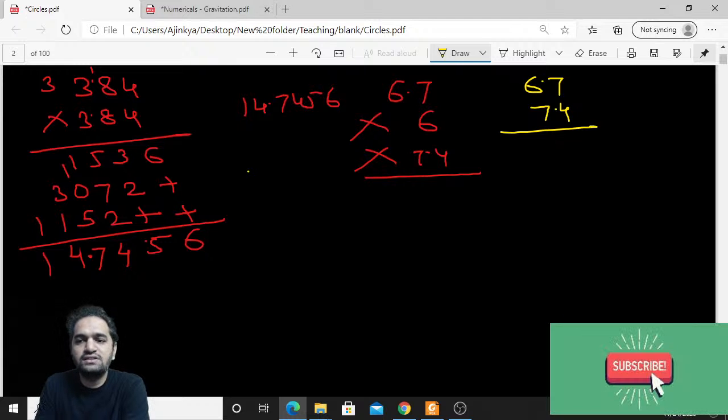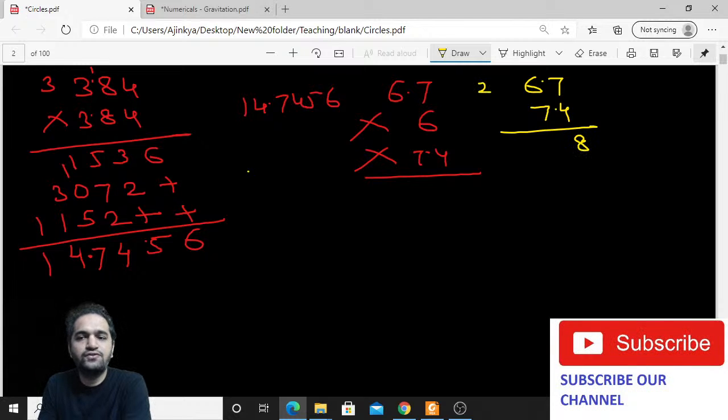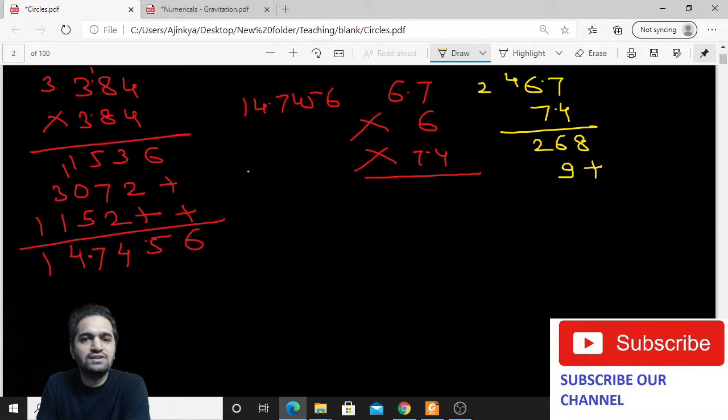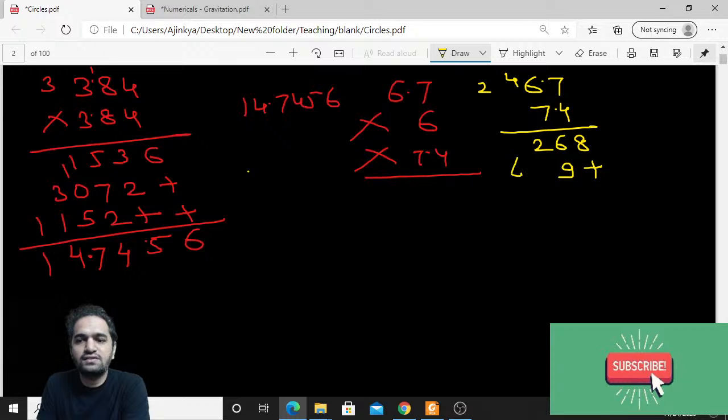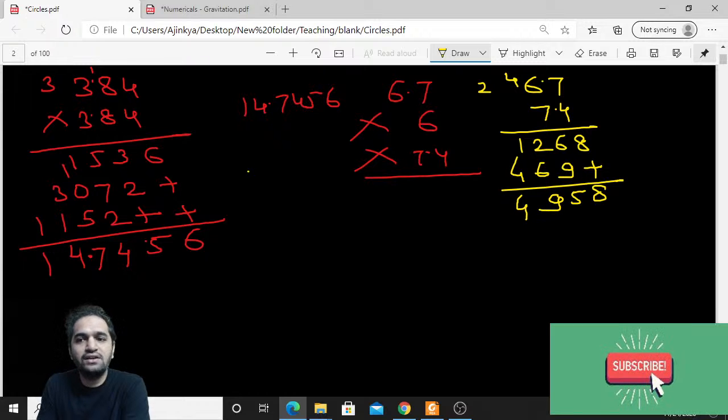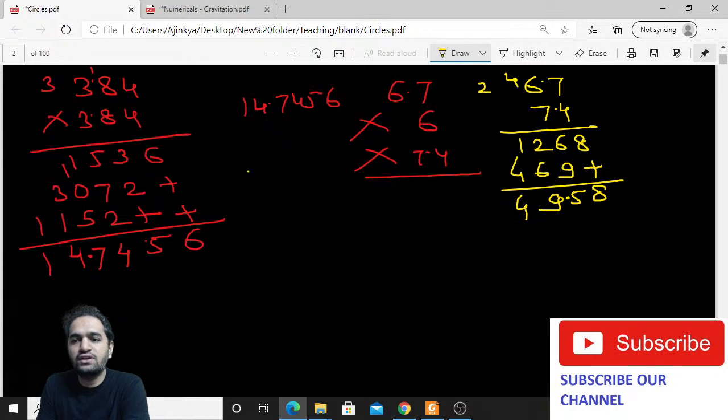Okay, so there are 2 points. 7 fours are 28, 2 carry, 6 fours are 24, 24 plus 2, 26, plus 7 sevens are 49, 9, 4 carry, 6 sevens are 42, 42 plus 4, 46. So that is 8, then 5, 1 carry, 6, 7, 8, 9 and 4. 4958 and 2 points. So that means 49.58.